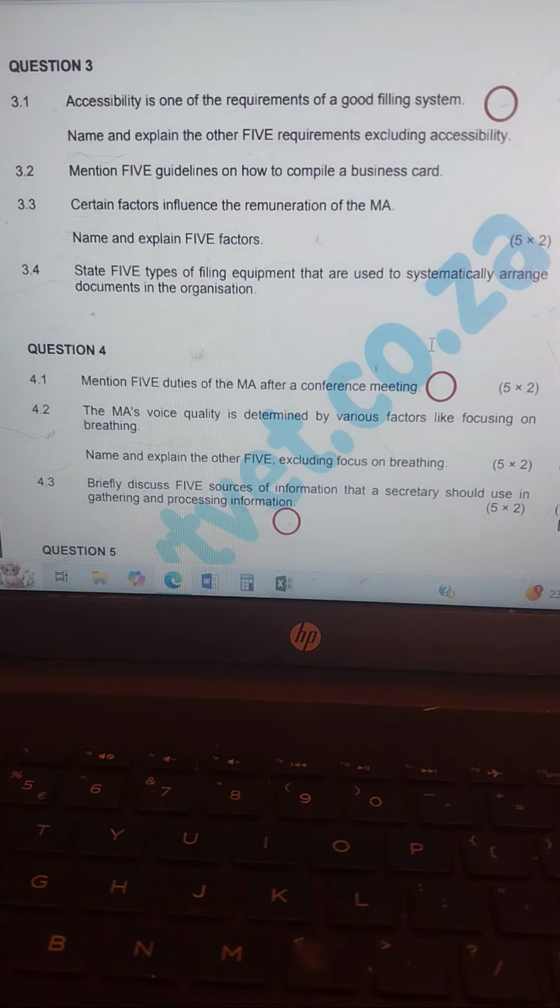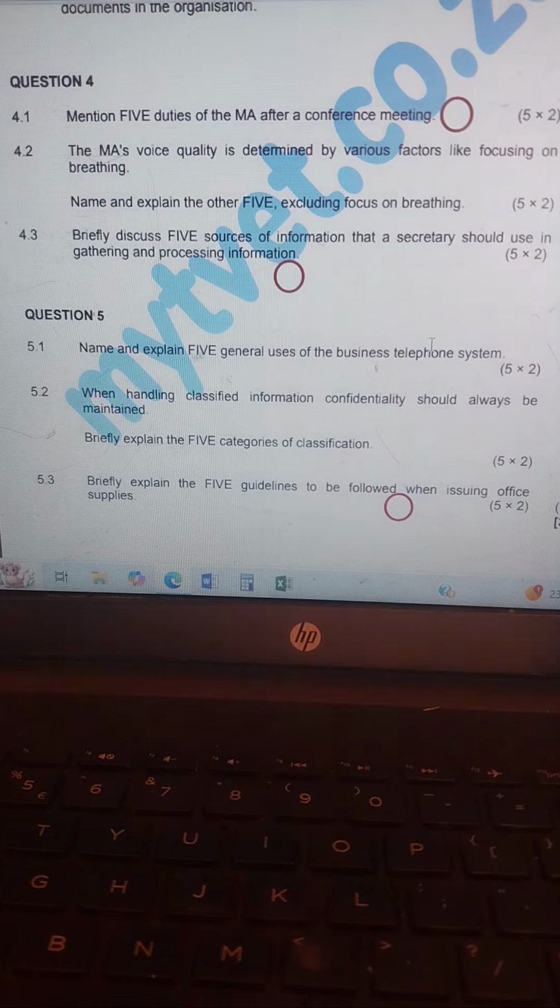Then we go to question 4. Mention 5 duties of the management assistant after a conference meeting. We have thank you letters will be sent to the guest speakers. Number 2, feedback should be given to delegates to ensure good relations, goodwill, and continuous support. Number 3, all accounts must be settled as soon as possible. Number 4, the financial sheets must be finalized and closed. Number 5, a meeting report must be written, a copy provided to senior management, and a copy should be filed.